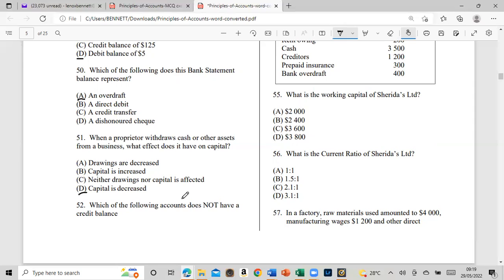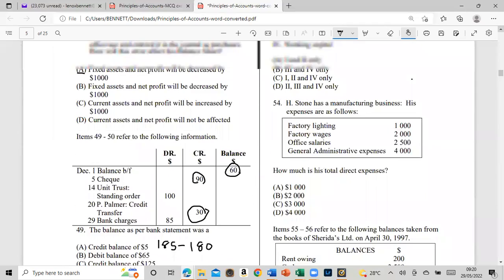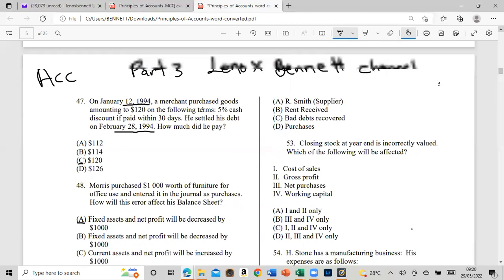Let's move on to 52. Which of the following accounts does not, notice the keyword does not, have a credit balance? Is it A, R. Smith supplier, B, rent received, C, bad debt recovered, or D, purchases? It says does not, so that is purchases.